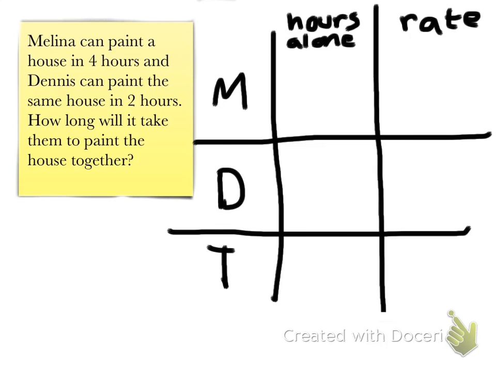Okay, so here is one of the classic work problems. Melina can paint a house in 4 hours, and Dennis can paint the same house in 2 hours. How long will it take them to paint the house together?